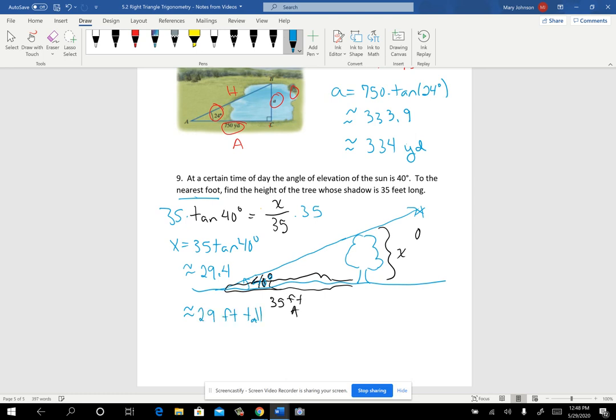Okay. All right, so just wanted to look at just a couple application problems that use some of what we learned in the right triangle trigonometry section. Okay.